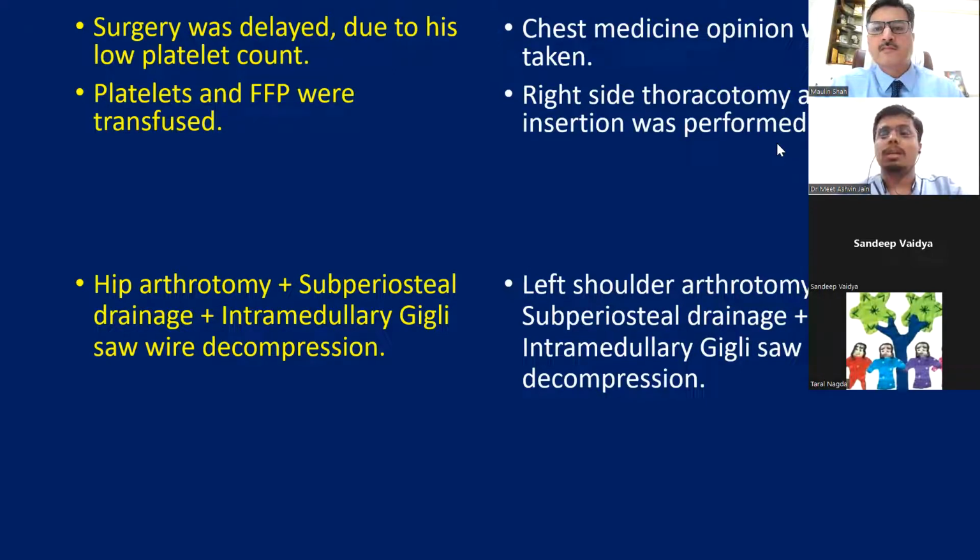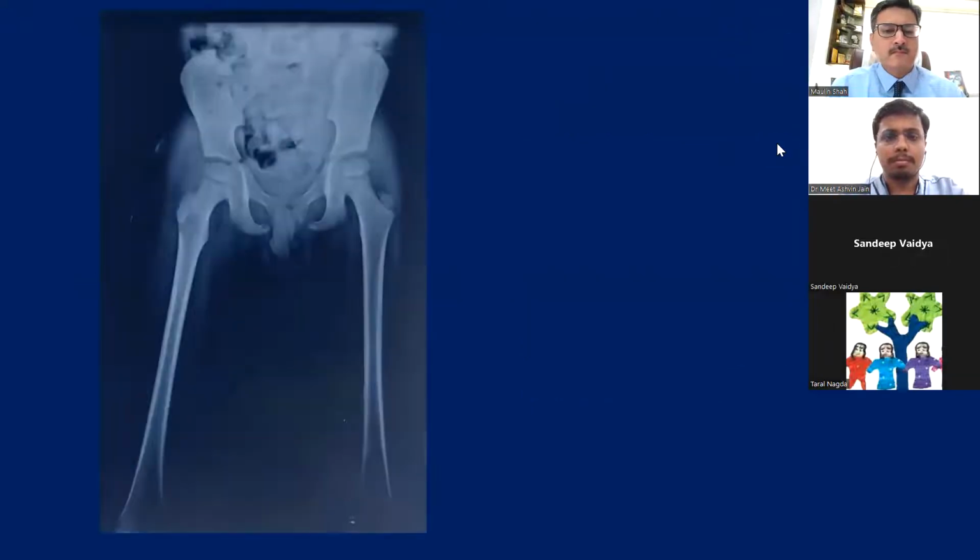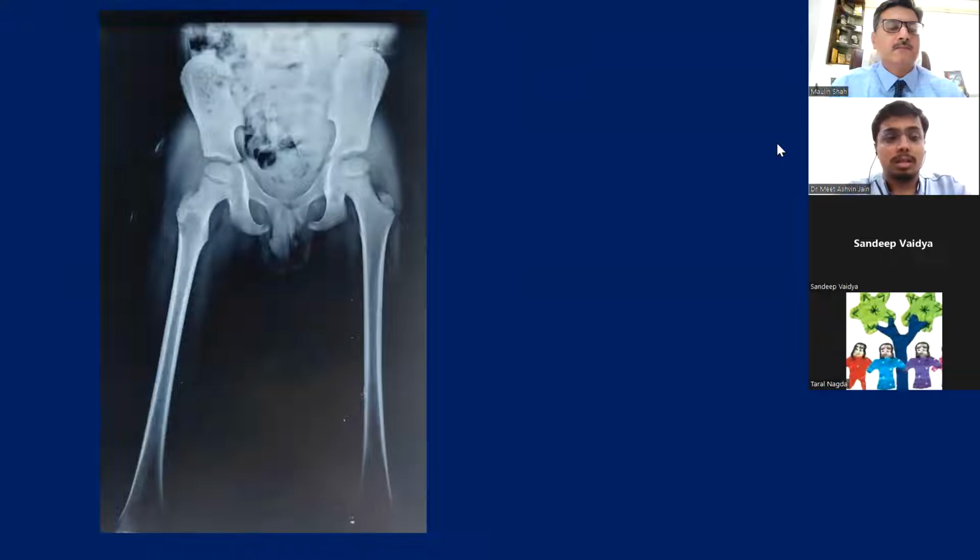So proceeding with the second patient, as sir mentioned, we took a chest medicine opinion, and a pediatric surgeon came along with us, and a right side thoracotomy and ICD insertion was performed. And we performed a left shoulder arthrotomy, subperiosteal drainage, and intramedullary K-wire decompression in the same sitting. So these are the post-op X-rays of the patient.